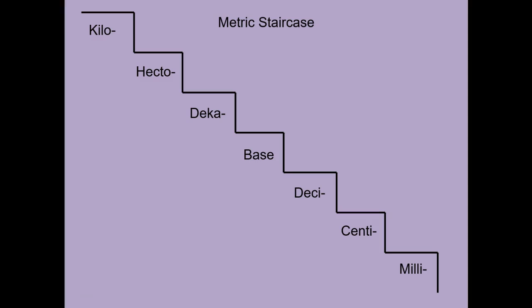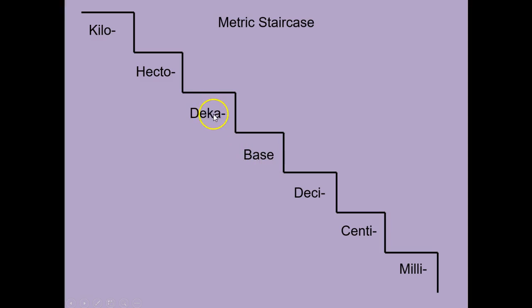So let's just take a quick look at what's called the metric staircase. When we say base here, this is whatever unit we're talking about. So if we're talking about liters, the base unit would be 1 liter. If we were talking about grams, the base unit would be 1 gram. If we were talking about meters, the base unit would be 1 meter.